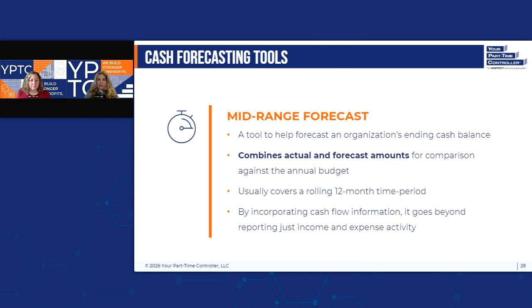So a mid-range forecast is a tool we use a lot with our clients here at YPTC, and we always recommend it. We also refer to this as a rolling forecast, and we're also going to show you how we turn it into a rolling cash forecast. The rolling forecast looks forward, unlike financial statements, which look backward. It combines actual results with forecasted amounts to project year-end net income and cash balances.